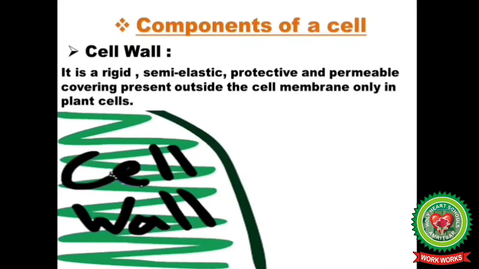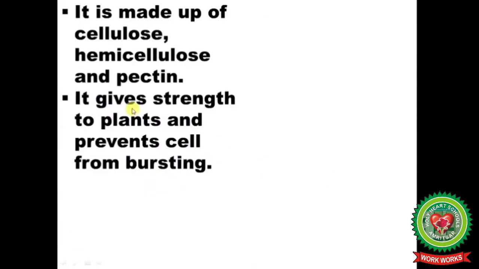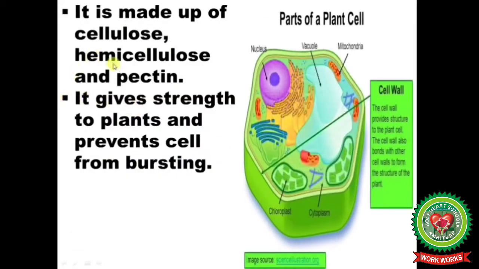Cell wall. It is a rigid, semi-elastic, protective and permeable covering present outside the cell membrane only in plant cells. It is made up of cellulose, hemicellulose and pectin. It gives strength to plants and prevents the cell from bursting.